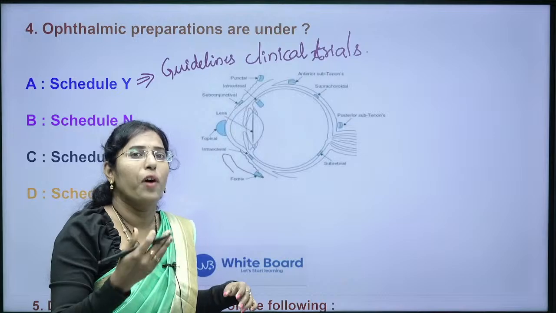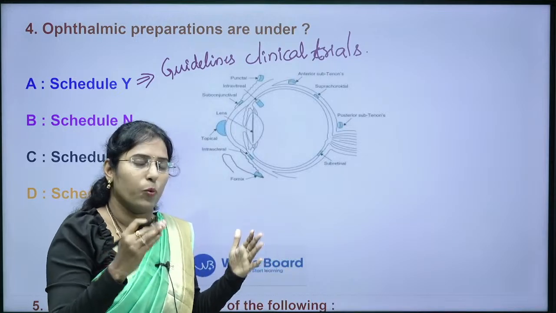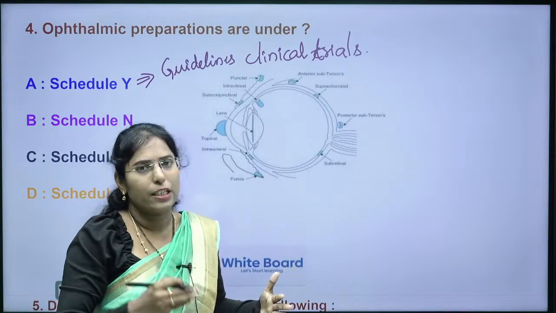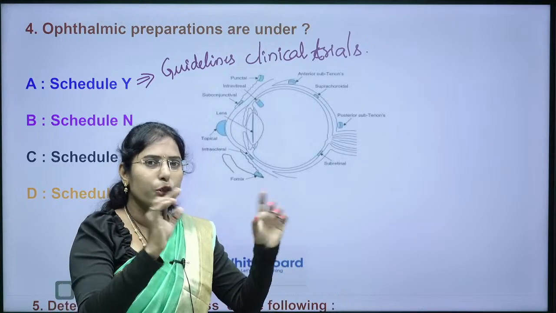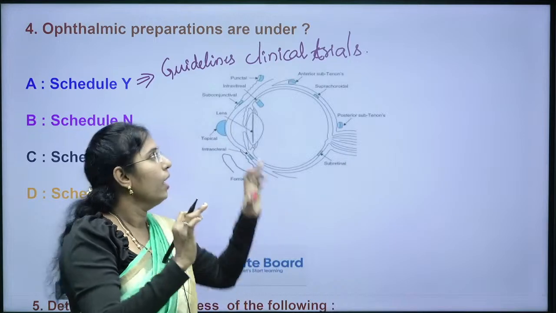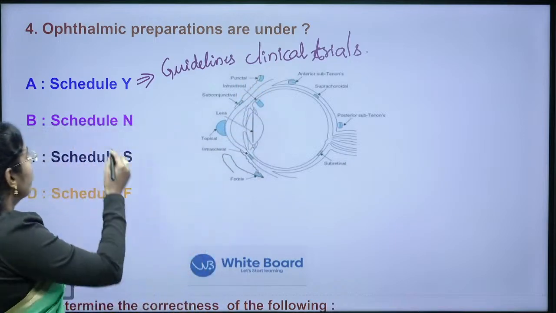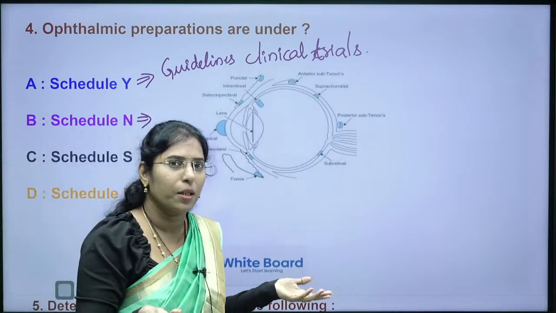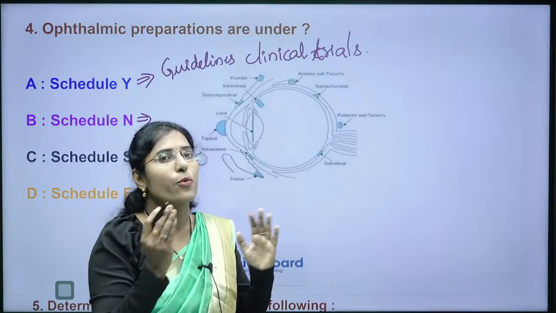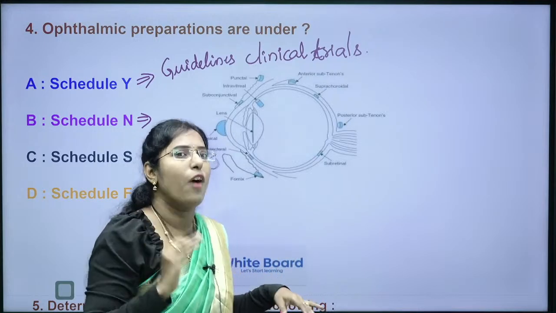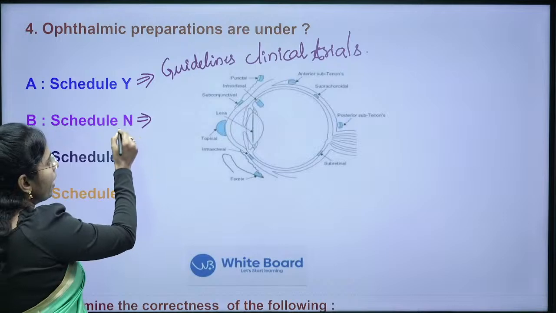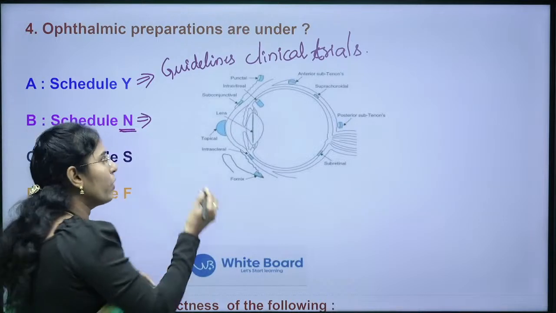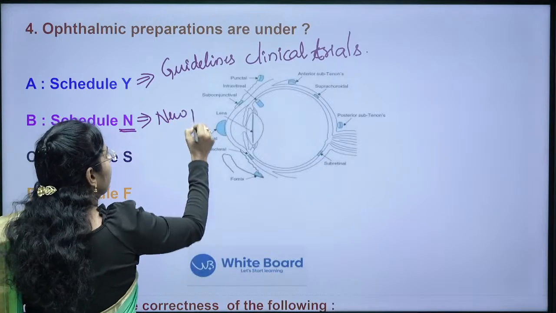So, how and why does a drug enter into the market? Why will a drug not enter into the market? If it fails the clinical trials, definitely it is not going to enter into the market. Like that you can remember that Y is for clinical trials. Second one is schedule N. N for new, which is for regulations and requirements for opening a new pharmacy. Therefore, remember N for new.